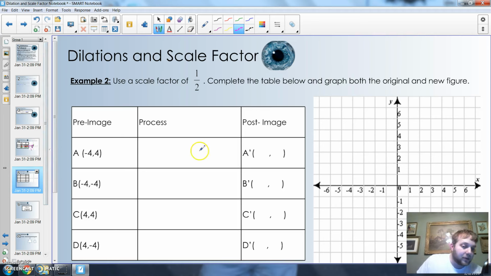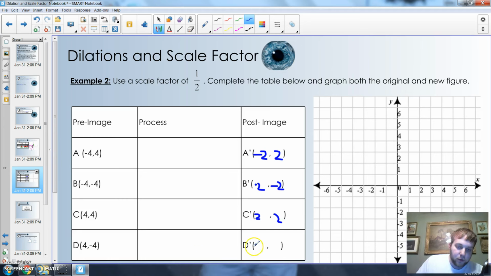So 1/2 of -4 is -2, correct? I'm not going to do the process on this. We're just going to kick it out. 1/2 of -4 is -2. 1/2 of 4 is 2. 1/2 of -4 is -2. 1/2 of 4 is 2. Man, there's a lot of stuff here.